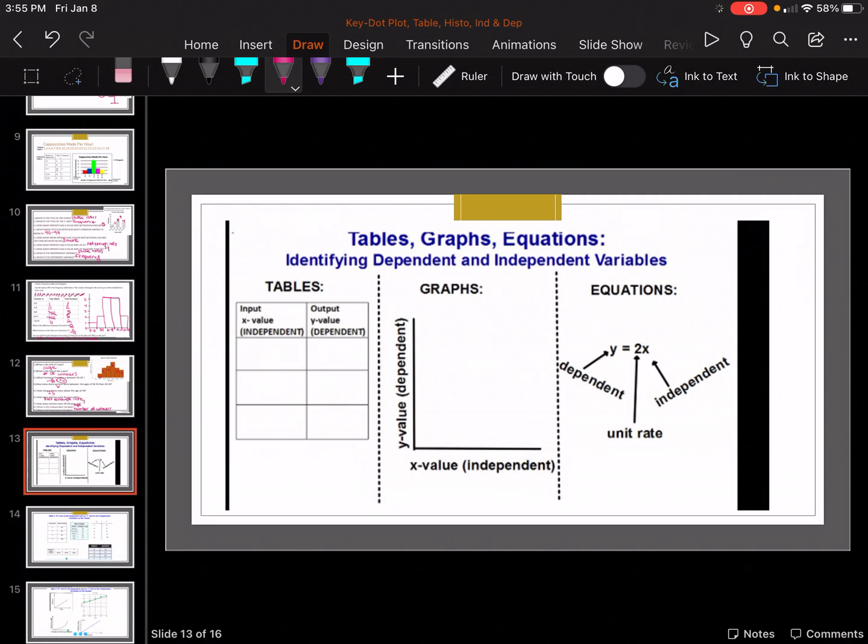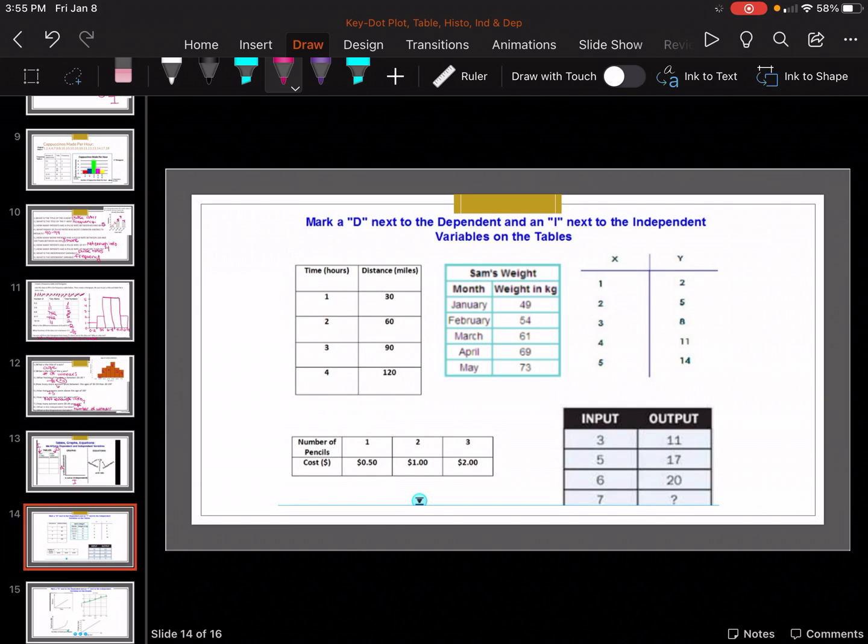Okay, let's look at it more in a graph. For a graph, the X is always going to be your independent, and the Y is always going to be your dependent. Okay, let me make this a little neater on the table. And then in an equation, we have our X and our Y. And notice our unit rate is our 2. We already did that unit rate. So here, time: independent, dependent, independent, dependent. Same thing. The only difference is it's sideways. The input's your independent, the output's your dependent.